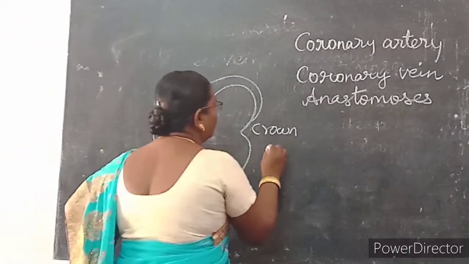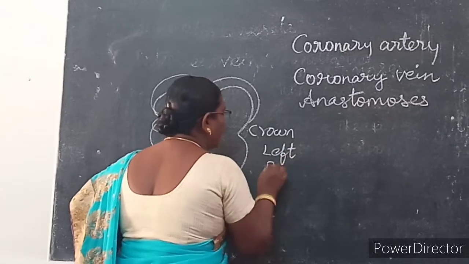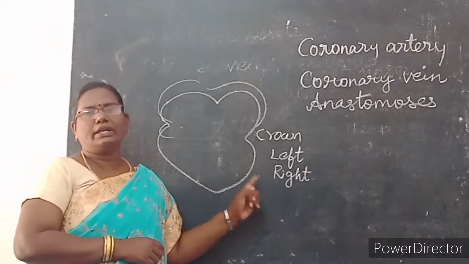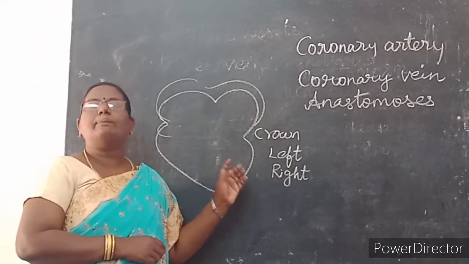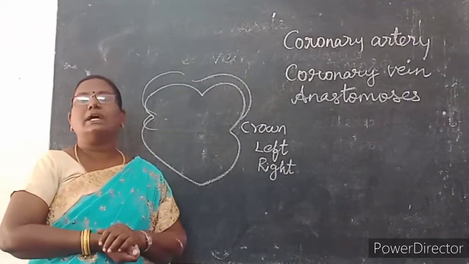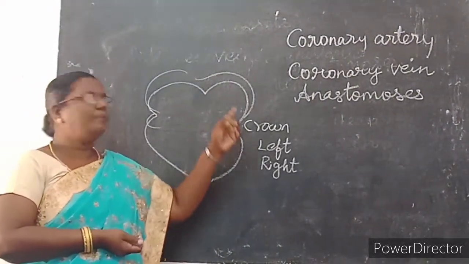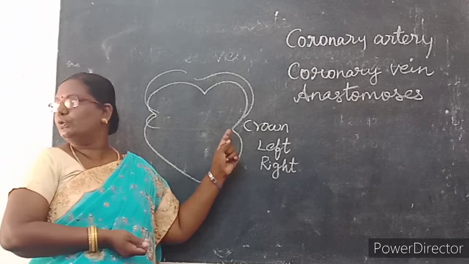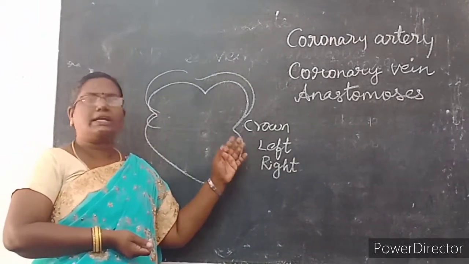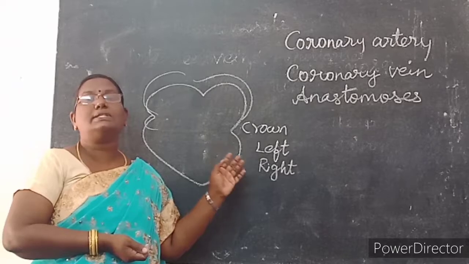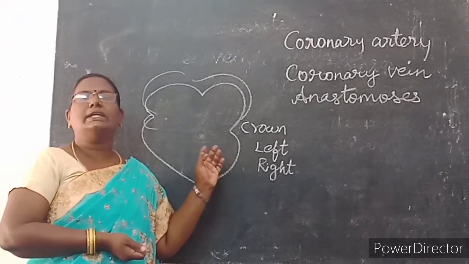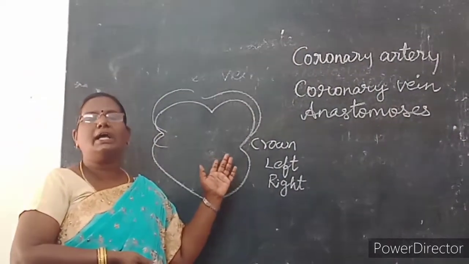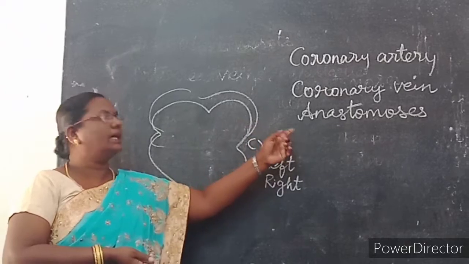This coronary artery divides into the left coronary artery and the right coronary artery. The coronary arteries supply the oxygenated blood to the walls of the heart. The coronary vein collects the deoxygenated blood from the walls of the heart and opens into the right auricle. Next we learn about the anastomosis.